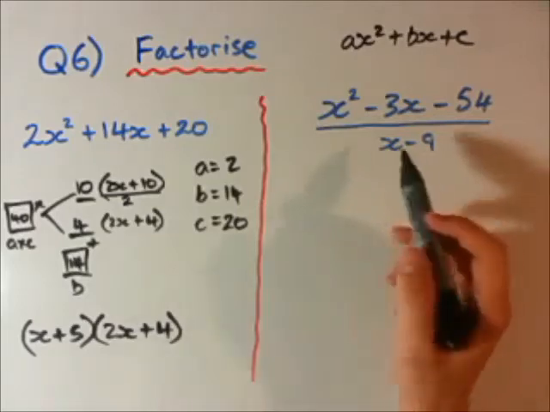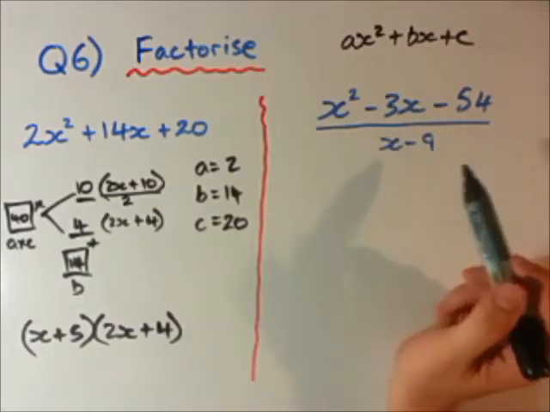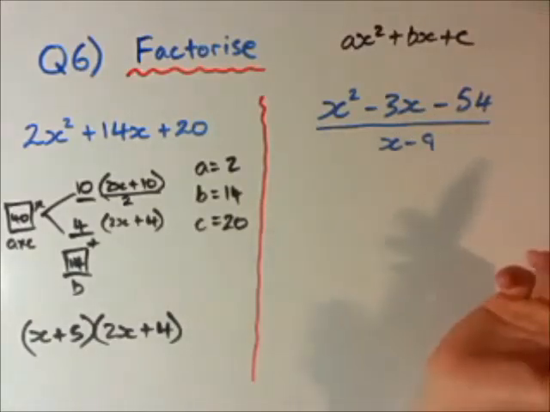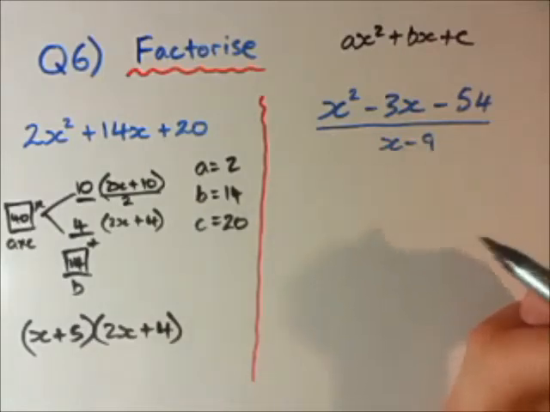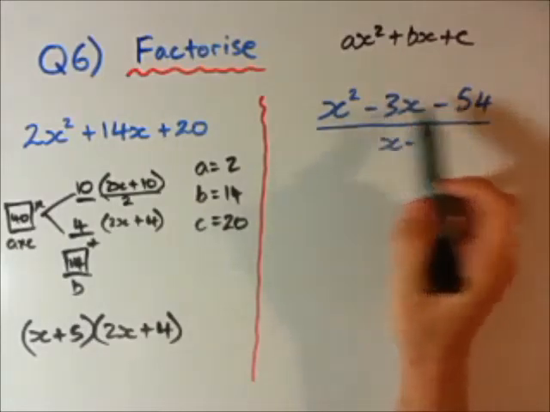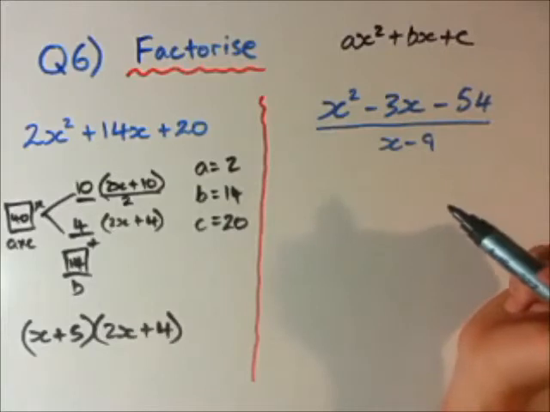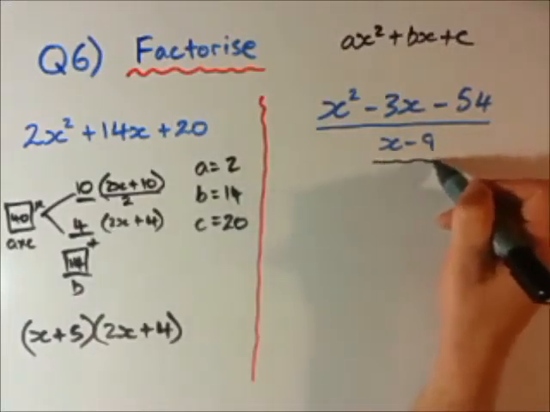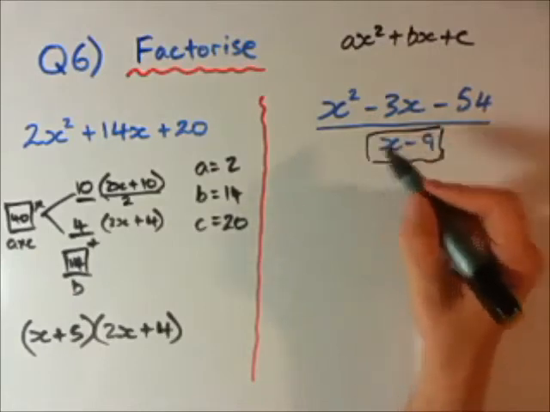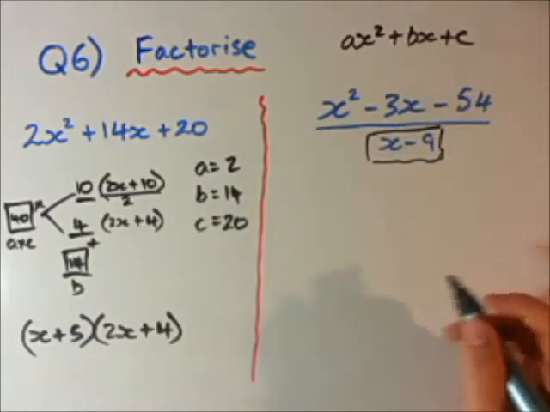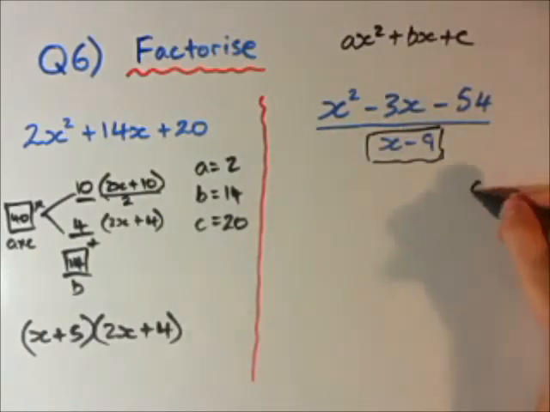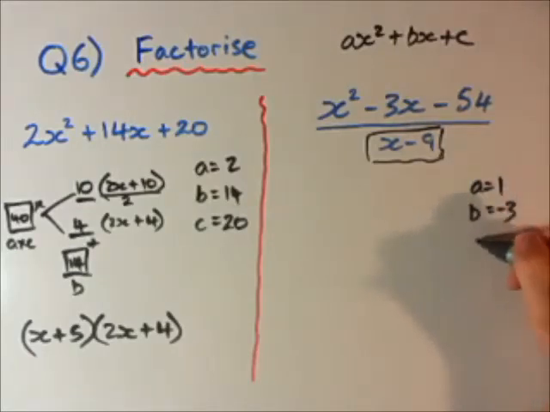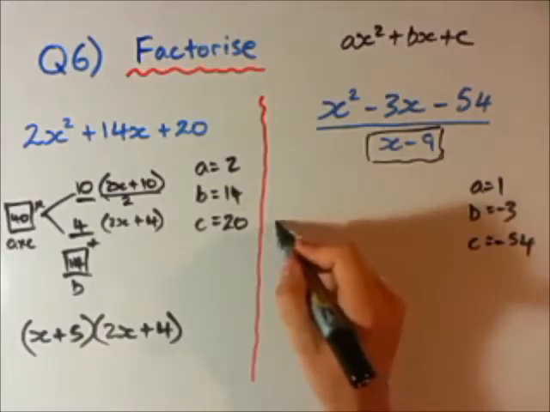Okay, second one over here. This is a fraction with a denominator which is x minus 9. The trick to this one is factorising the top line and then simplifying from there. So I'm just going to keep this aside for a bit and look at x squared minus 3x minus 54. So let's write it up. A equals 1, B equals minus 3, C equals minus 54. Let's go and draw a diagram up.